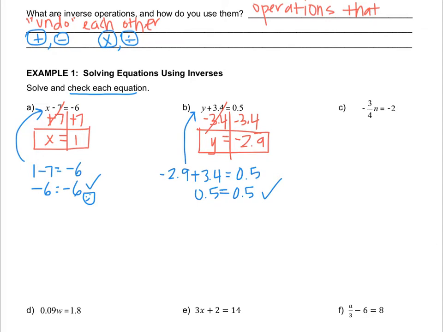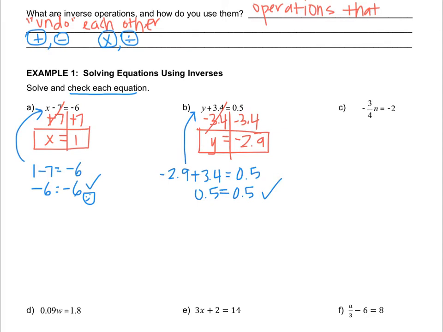There's 2 ways to do it. So the quickest way is to do what we call multiply by the reciprocal. That would be the inverse of multiplying by a fraction. We're going to multiply by the reciprocal. The reciprocal is when you flip the fraction.